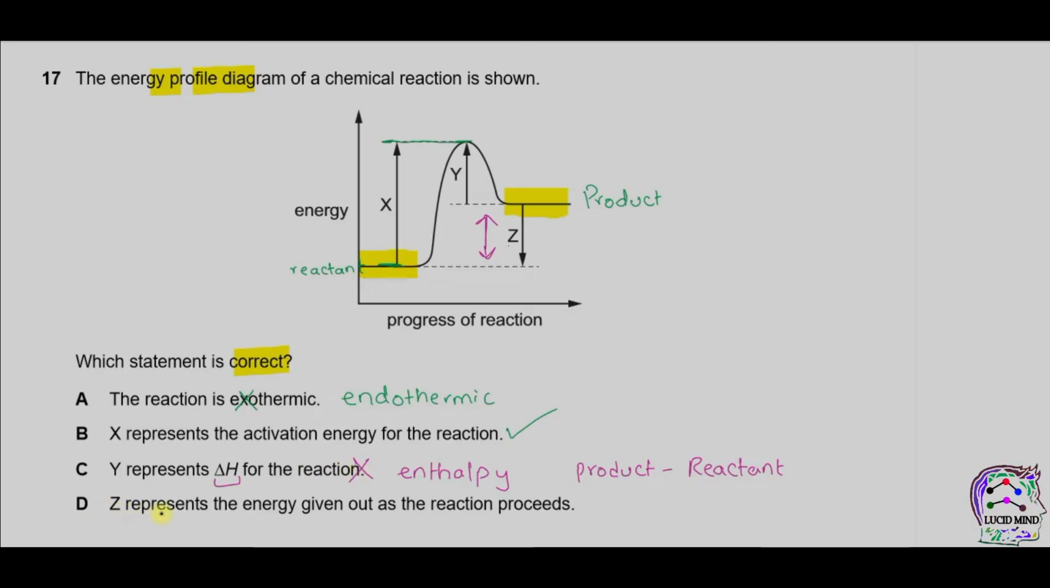D, Z represents the energy given out as the reaction proceeds. Now as this reaction is endothermic, it is not exothermic, so energy is not given out. Energy is actually absorbed as the reaction proceeds. So the arrow should be like this. So D is incorrect. Correct option among these is B.